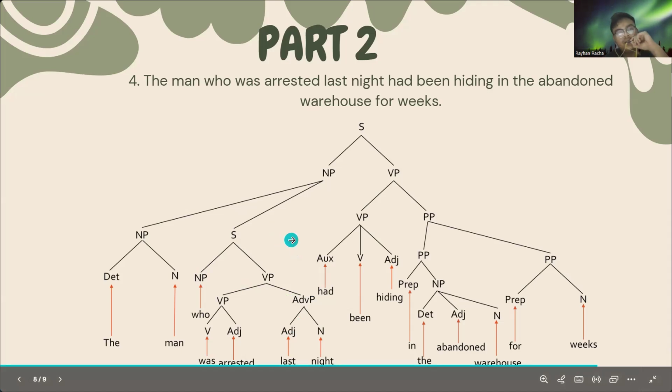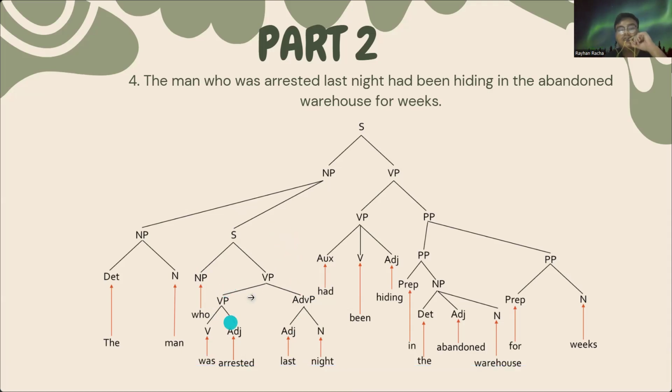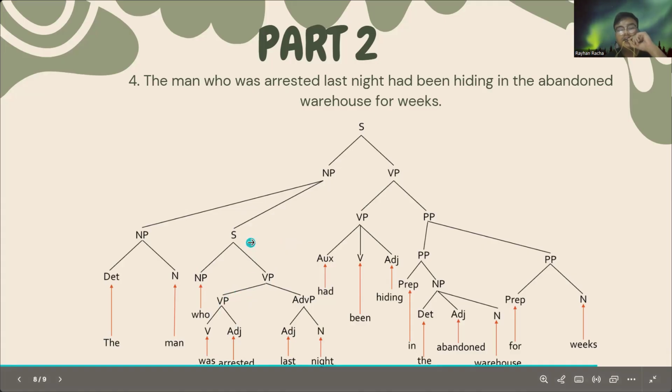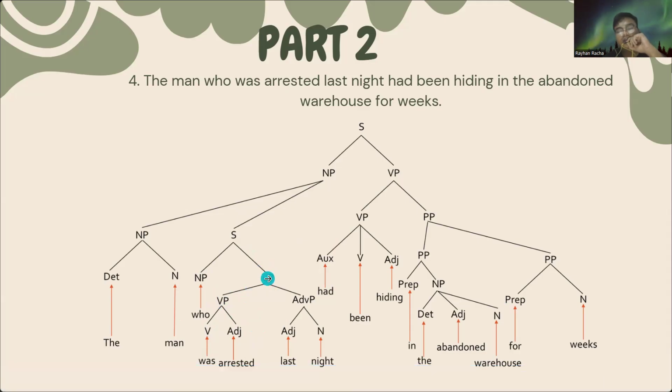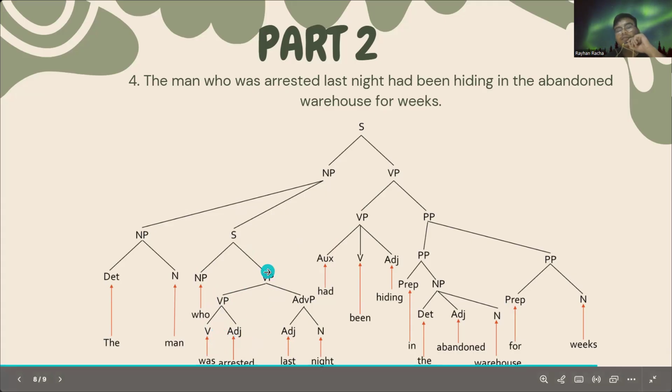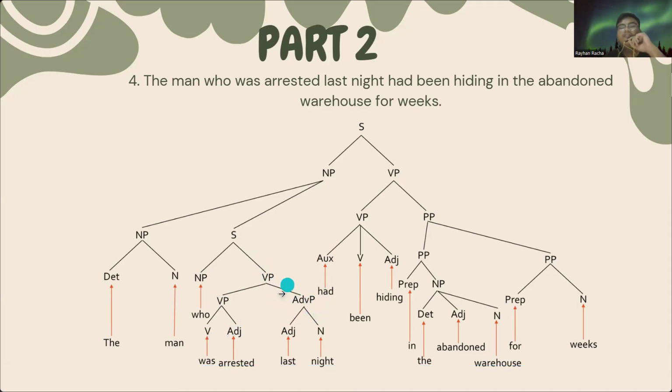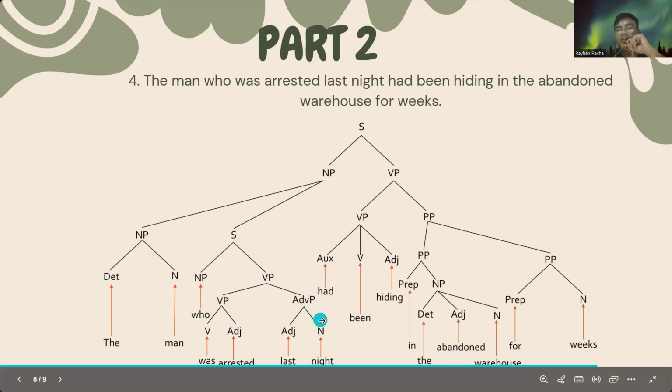And then in that verb phrase, we divided it into a verb which was the word was and also an adjective by the word arrested. So basically, the verb phrase is a verb itself that counts as two words. Like for example, this was arrested. So the verb is was and the adjective is arrested. And then we have an adverb phrase which have an adjective and a noun phrase. The adjective is last and the noun is night.